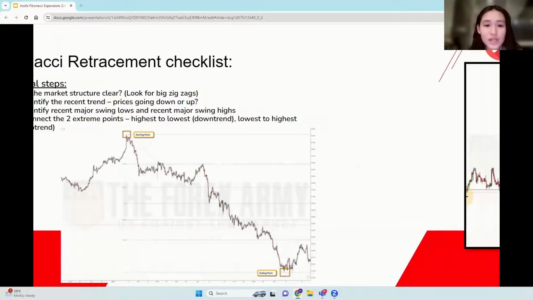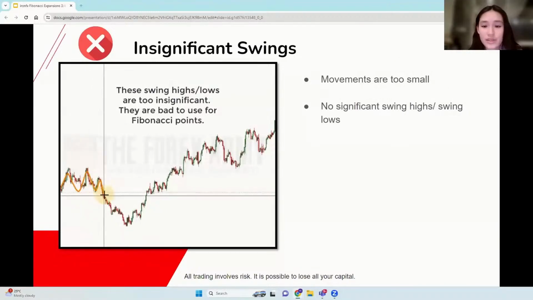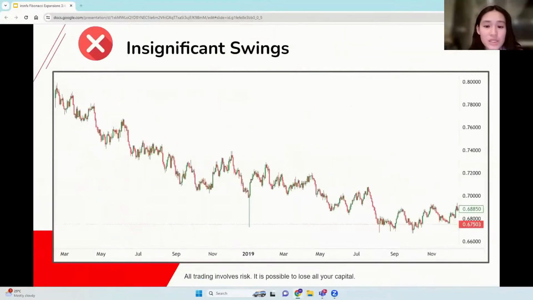Okay, so let's look at what exactly constitutes a significant swing. Firstly, let's look at an incorrect example. Here we have insignificant swings. You can see in the example here, these swing highs and swing lows are too insignificant. They're too insignificant to use as Fibonacci points, because the price movements are too small and there's no significant price movements. Here's another example. You can't really see any significant shape.